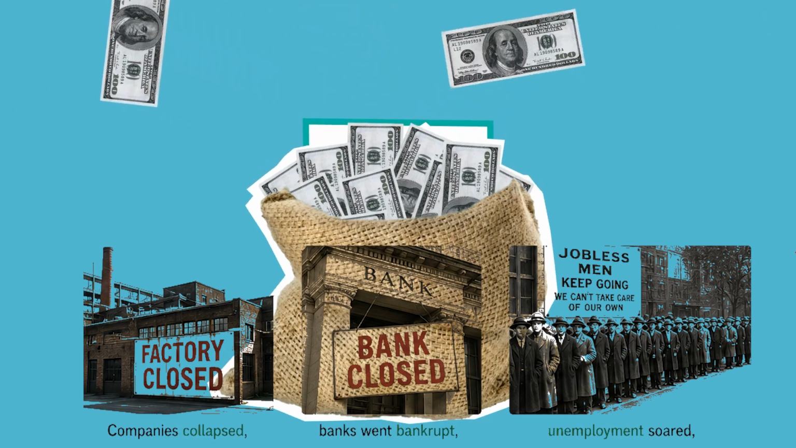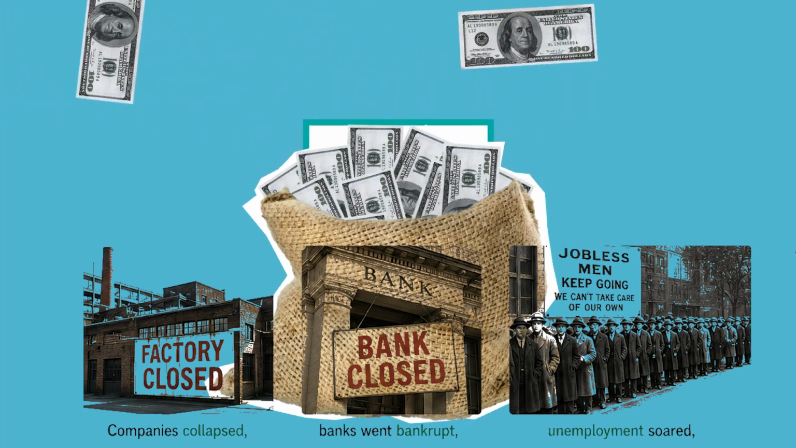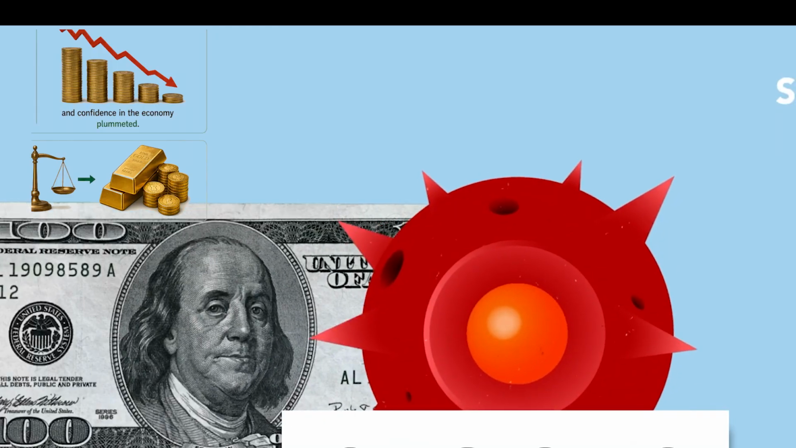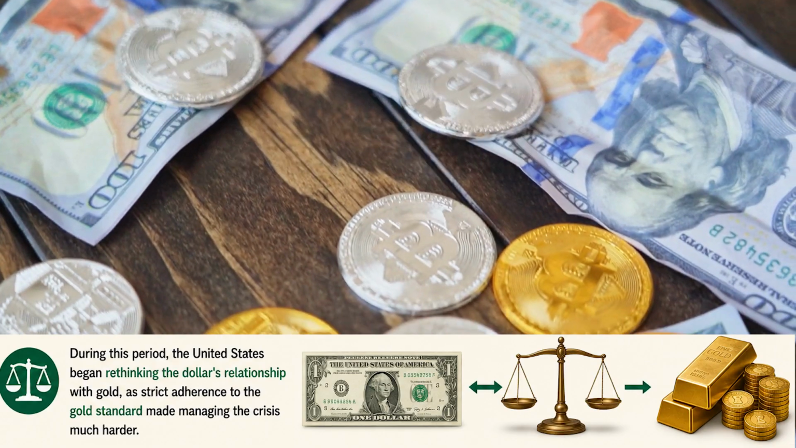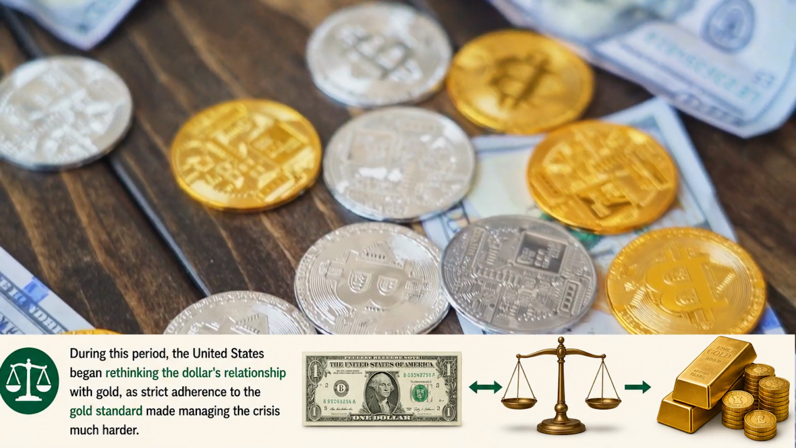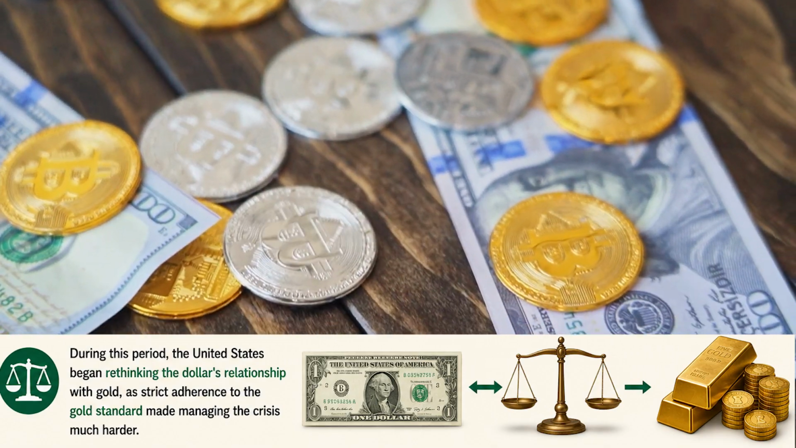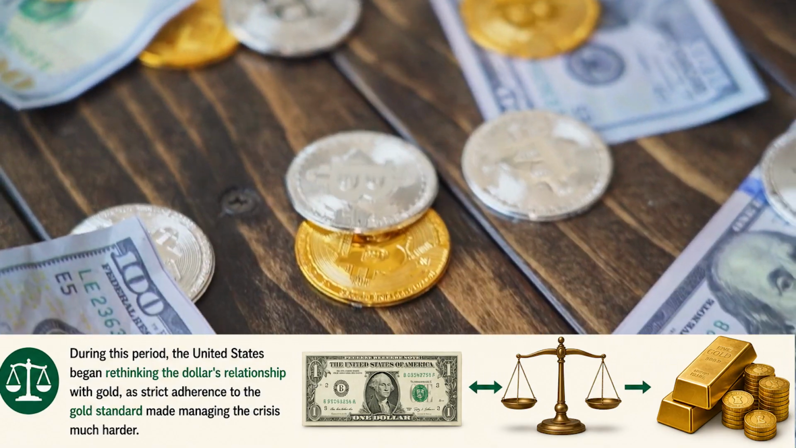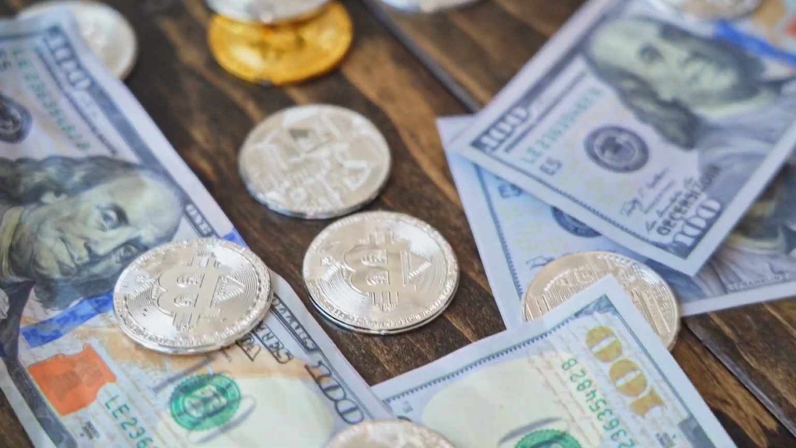Companies collapsed, banks went bankrupt, unemployment soared, and confidence in the economy plummeted. During this period, the United States began rethinking the dollar's relationship with gold, as strict adherence to the gold standard made managing the crisis much harder.